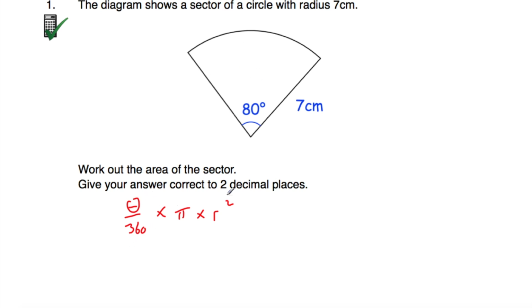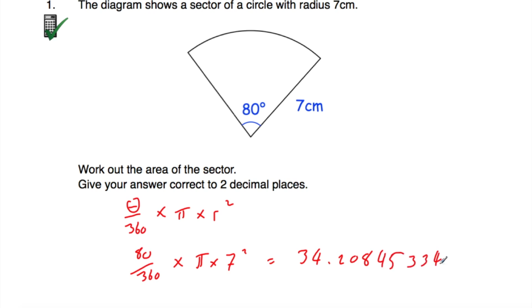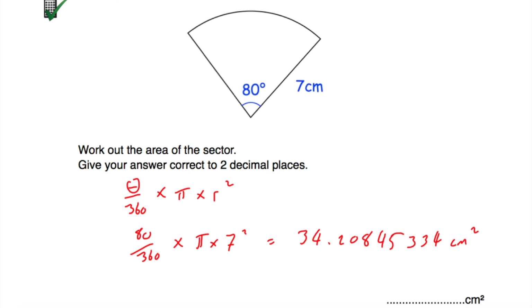So let's do that. Here we've got the formula, beta over 360 multiplied by pi multiplied by the radius squared. Beta, the size of the angle, is 80 degrees, so we've got 80 over 360 multiplied by pi multiplied by the radius, which is 7 squared. Again, this is a calculator question, so we can just type this into our calculator: 80 over 360 multiplied by pi multiplied by 7 squared. When we do that, we get an answer of 98 over 9 pi, or 34.208453334 centimeters squared.